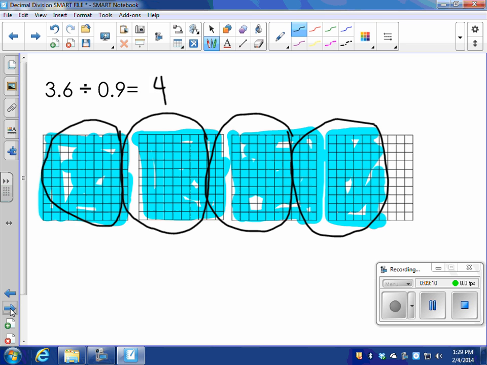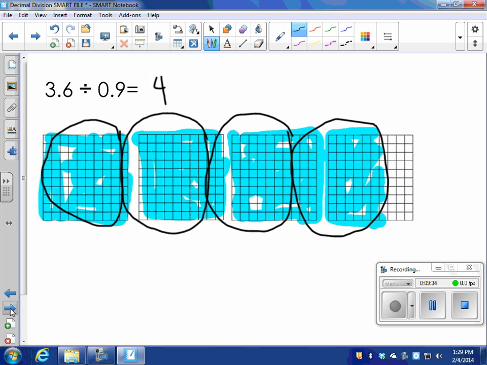All right, you all have a homework assignment for Tuesday, February 4th. And on this assignment, on the front, you may use either strategy that you would like. You may use the hundreds grids, or you may use the base 10 model.